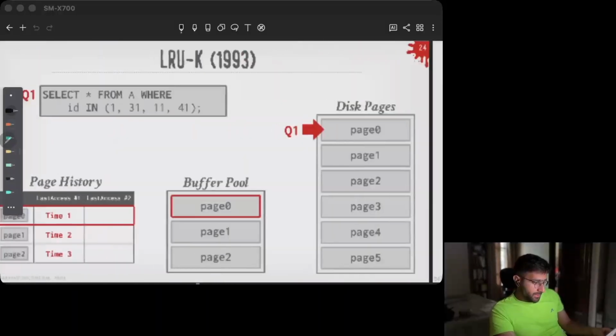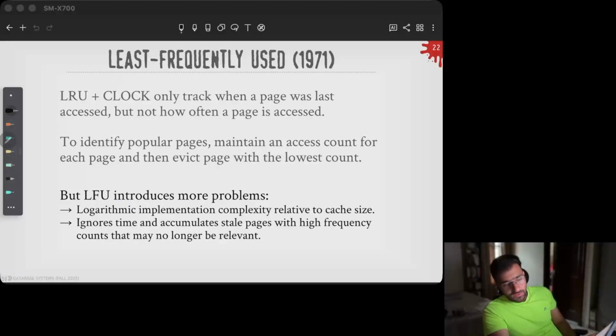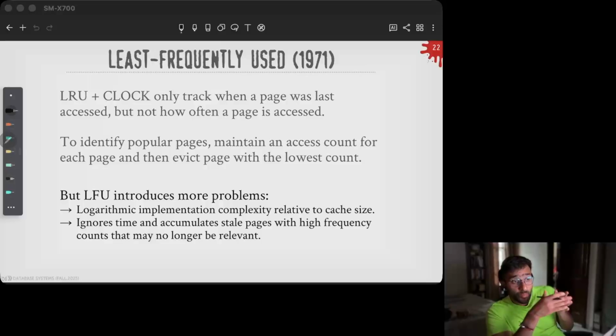So let's talk about LFU. LFU, as it says, is least frequently used. In least recently used, you had the notion of time, that you were maintaining pages based on when they were used. In least frequently used, you have the notion of the number of accesses. You are tracking pages based on how many times that page has been used. But if you pause this video and think about it, inherently that has a problem.